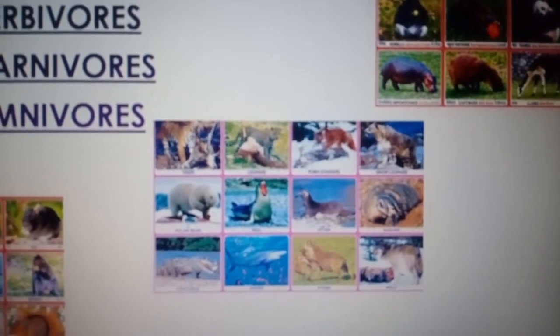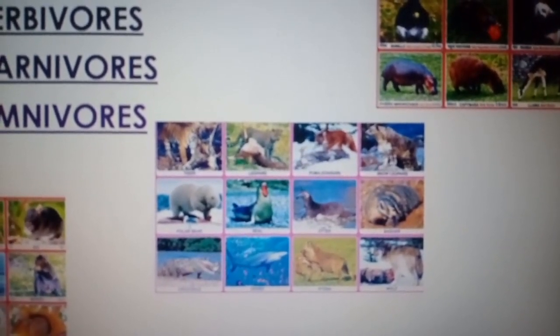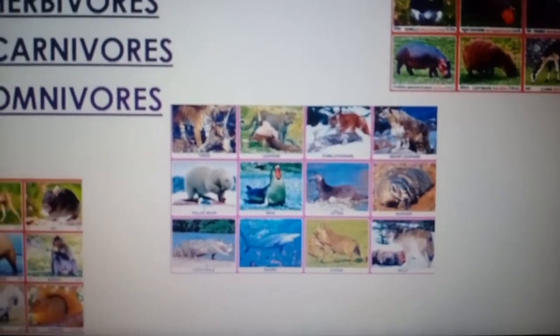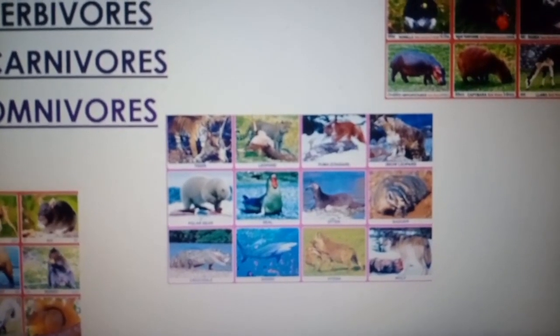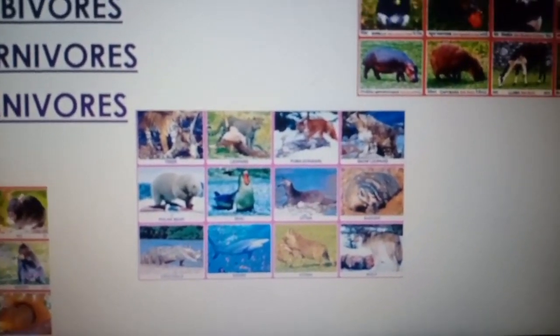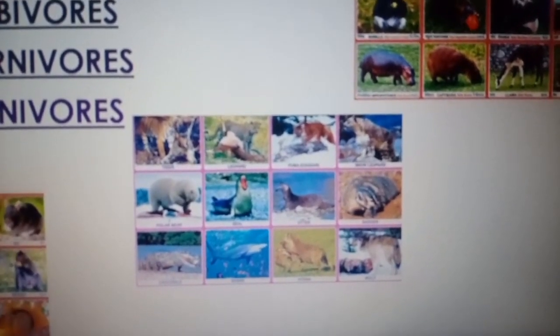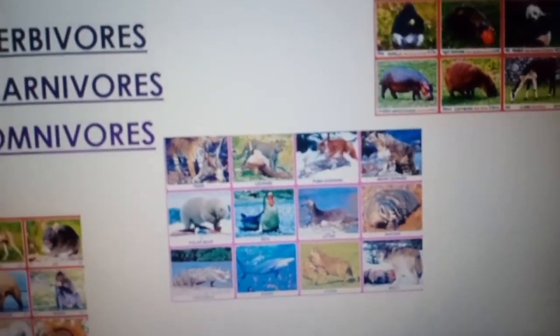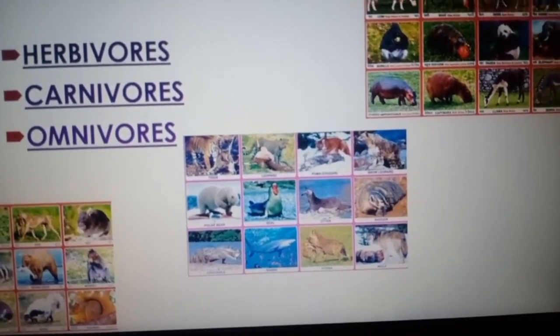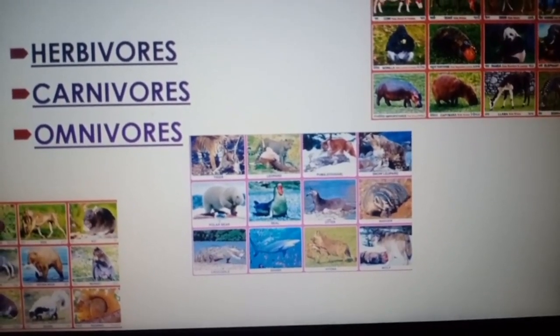Some rodents like rat, squirrel, they have a special feature in their teeth, that is their teeth grow throughout their life. मतलब पूरी लाइफ लॉन्ग उनके टीथ जो हैं वो बढ़ते रहते हैं. That's why they will have to chew, they will have to bite things every time.